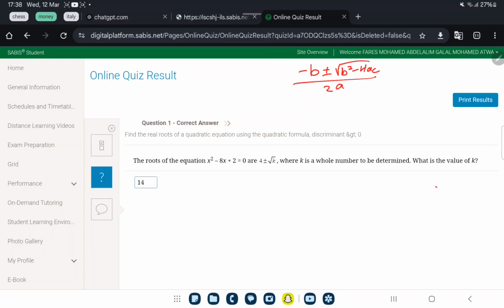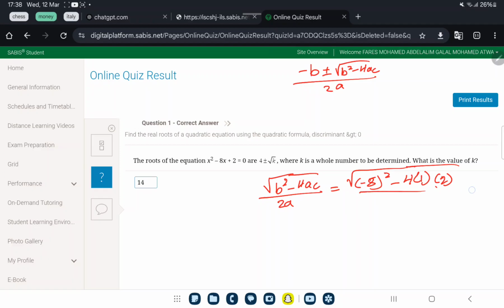So the roots of the equation, they want the discriminant over 2a, so b squared minus 4ac over 2a. This is what we want. So radical b squared is minus 8 squared minus 4, a is 1 and c is 2, over 2a, so over 2.